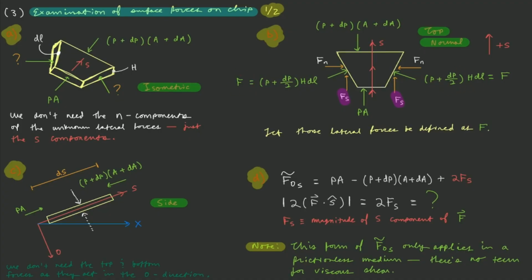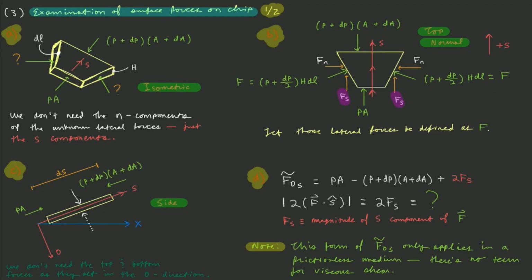We're going to call that force F, right? And that force has 2 components again, an N component and an S component. Again, we don't really care about the N component now because we're not looking at that. We're only looking at the S component. So Fs is the component in the S direction of these lateral forces F.